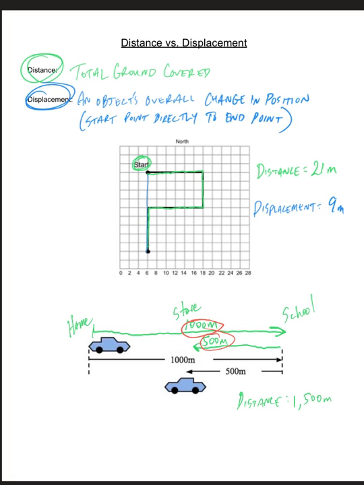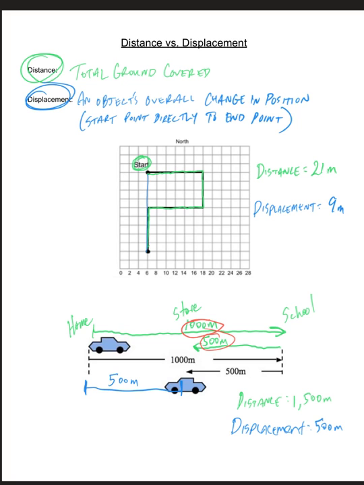Now we'll do the displacement. The displacement, remember, is an object's change in position from start point directly to end point. So if we look, this is the car's starting point. This is where the car ended, and the displacement will be the distance from that starting point to the end point, which would just be 500 meters. And so we're going to go ahead and label down here displacement 500 meters. So hopefully those two graphics there help show the difference between distance and displacement.